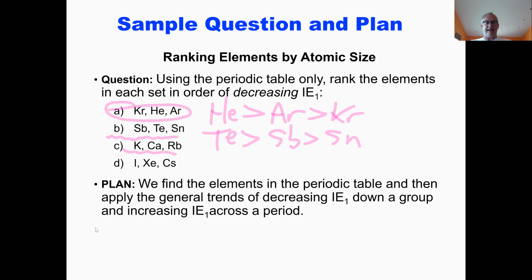Potassium, calcium, rubidium. You have to type faster, Ferris. You got it. Let's do this last one. Potassium, calcium, rubidium. Potassium's 19, calcium's 20, and rubidium is 37.